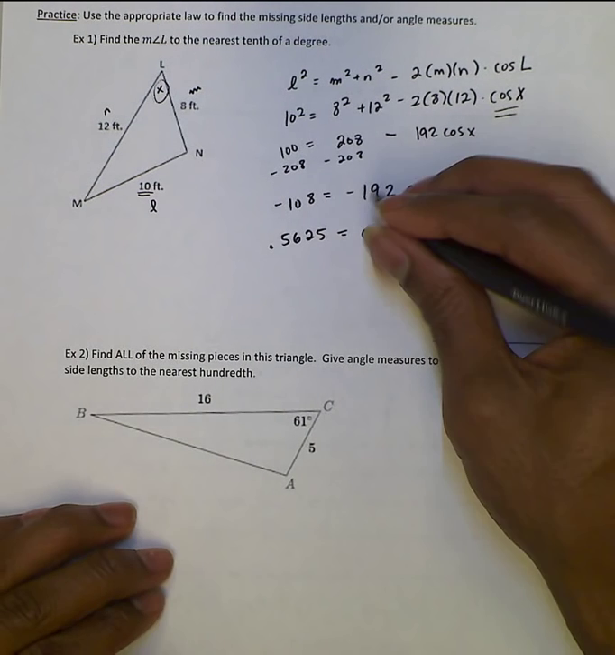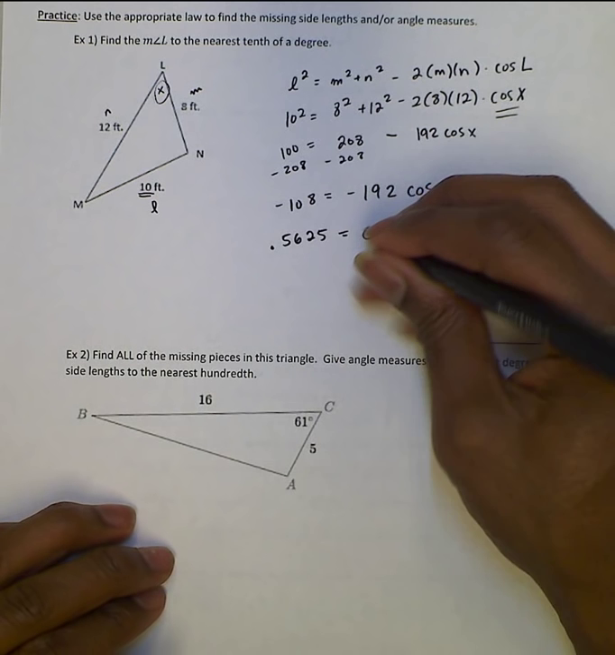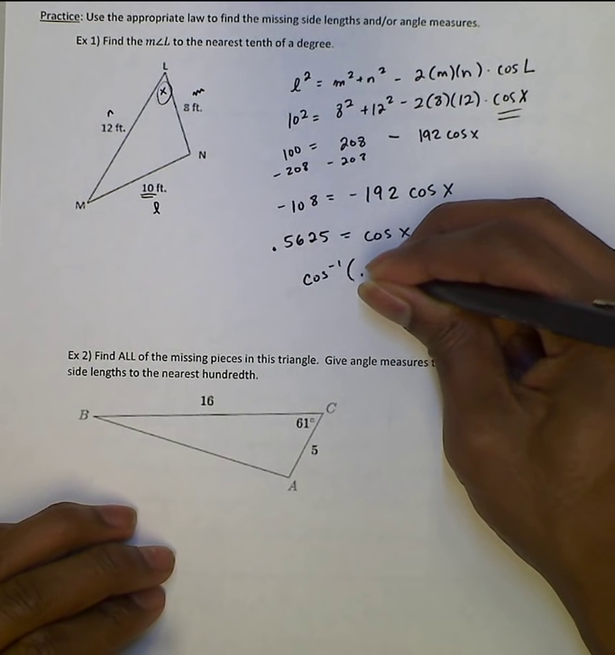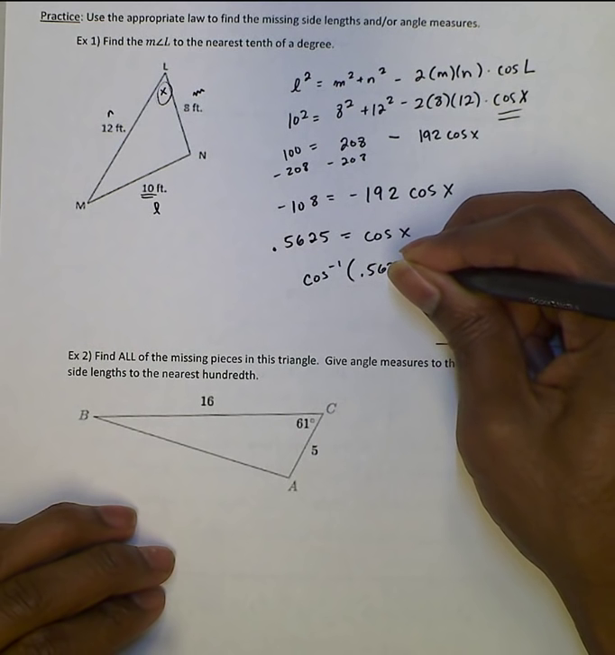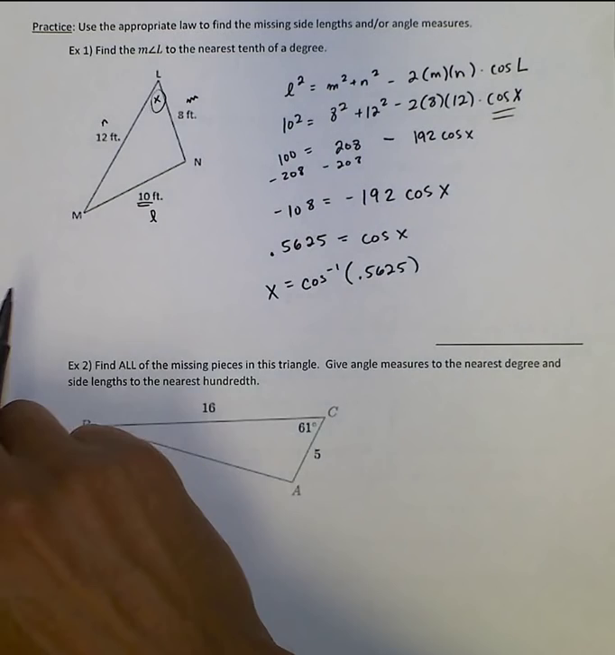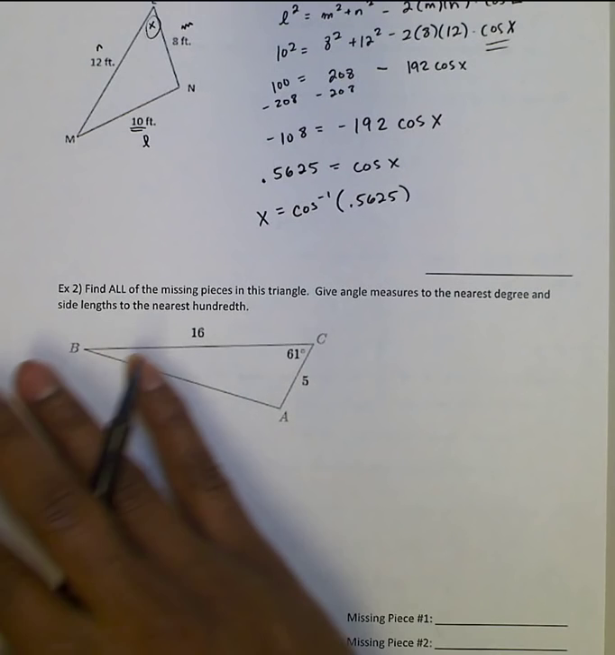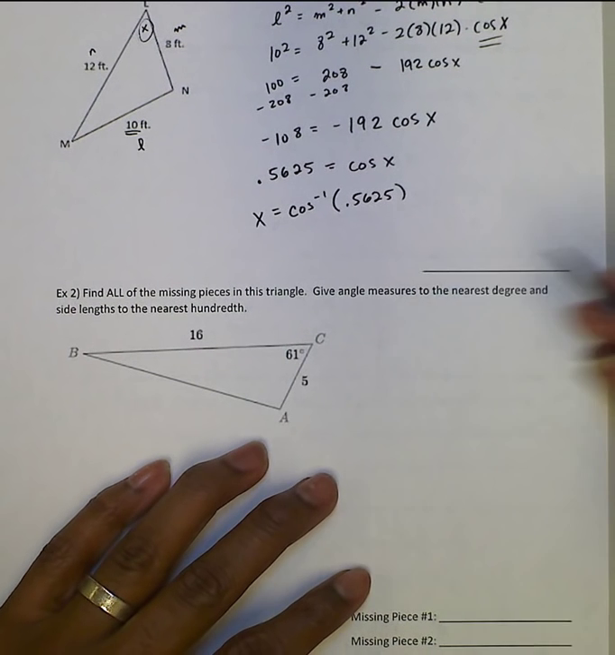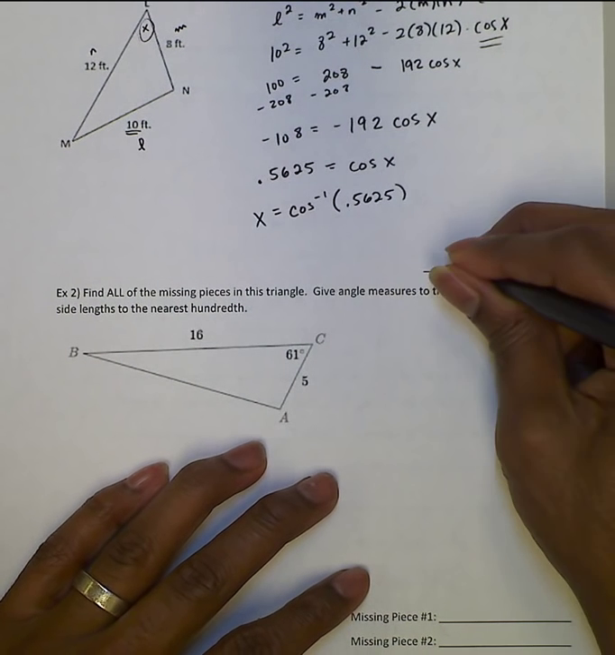In order to get rid of cosine, remember now we're doing our inverse cosine, and so in our calculator we'll have inverse cosine of 0.5625, and that should give us the value of x. Inverse cosine of that answer gives us 55.8. Okay, to the nearest degree means 56 degrees.